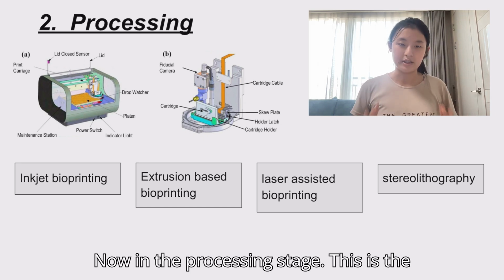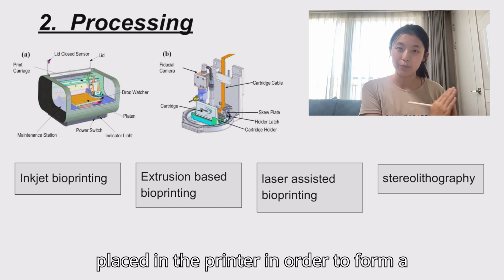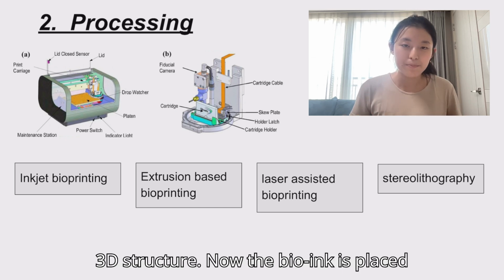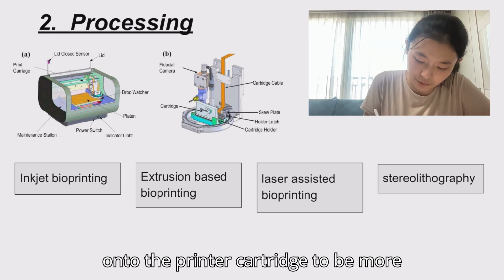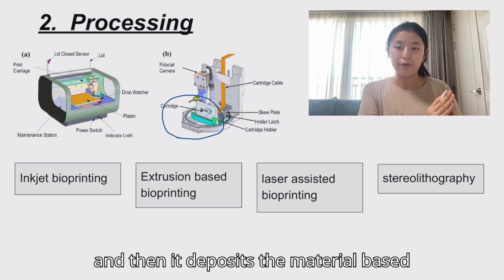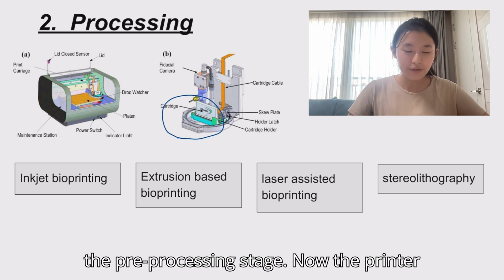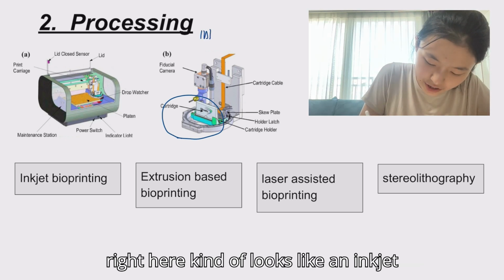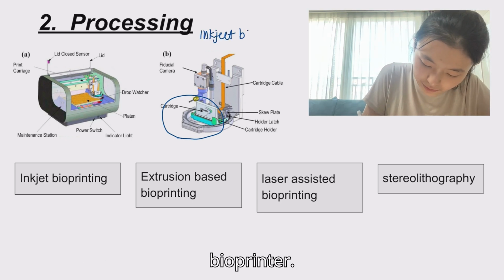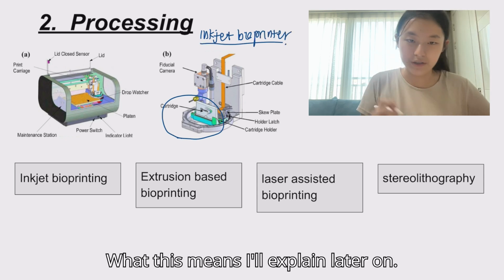Now in the processing stage, this is the actual bioprinting stage. The bioink is placed in the printer in order to form a 3D structure. Now the bioink is placed onto the printer cartridge to be more specific, which is right here. And then it deposits the material based on the digital model that we've prepared in the pre-processing stage. Now, the printer right here looks like an inkjet bioprinter. What this means, I'll explain later on.